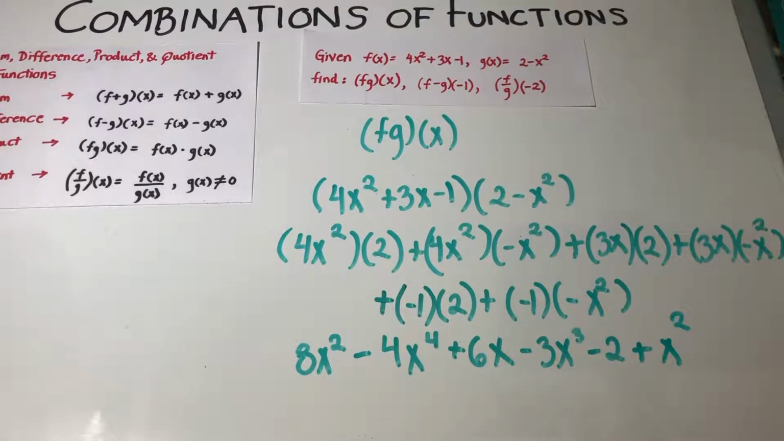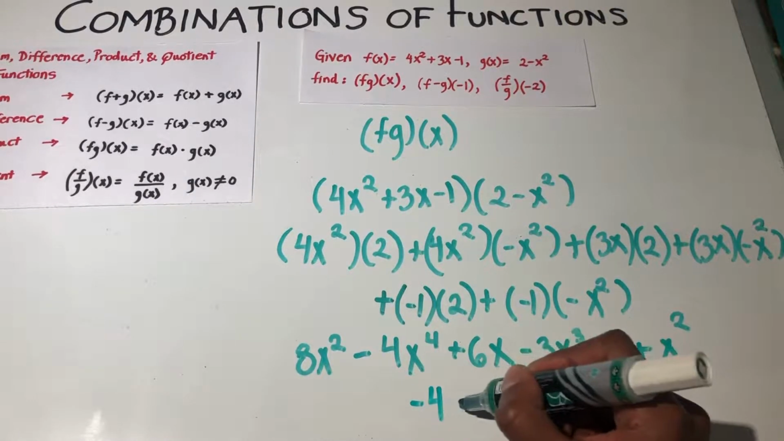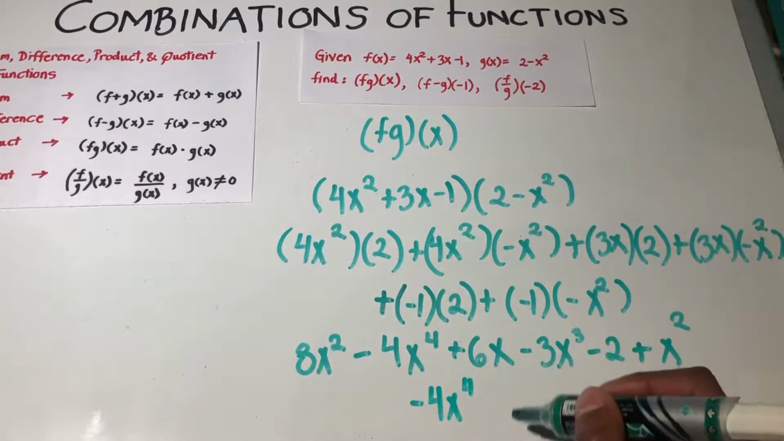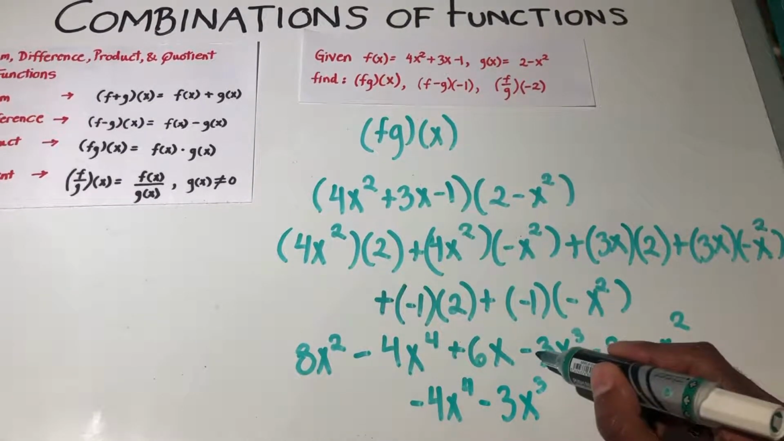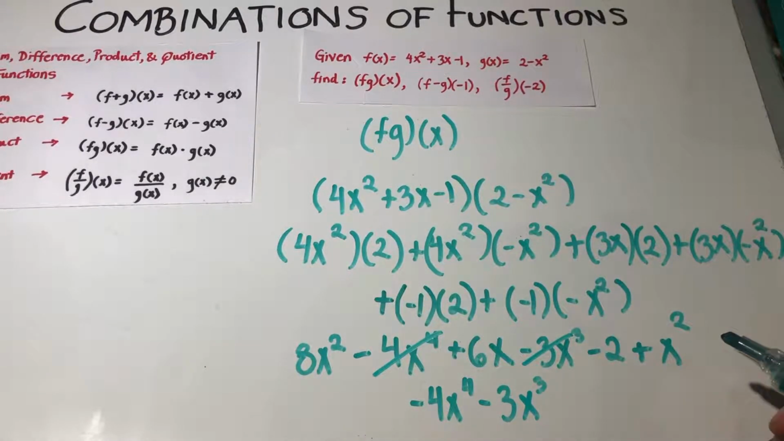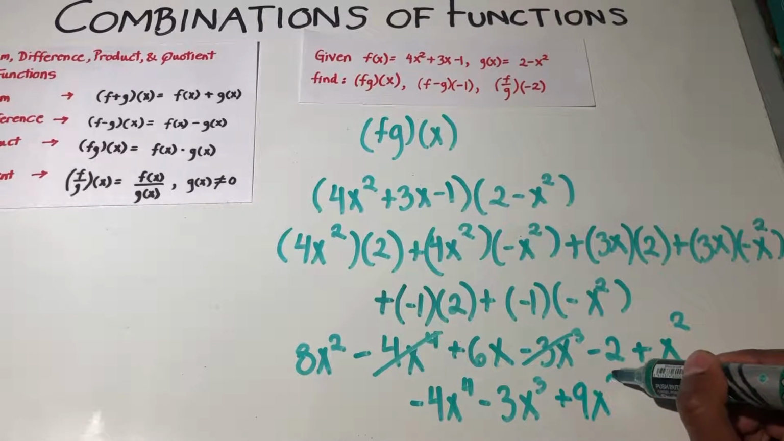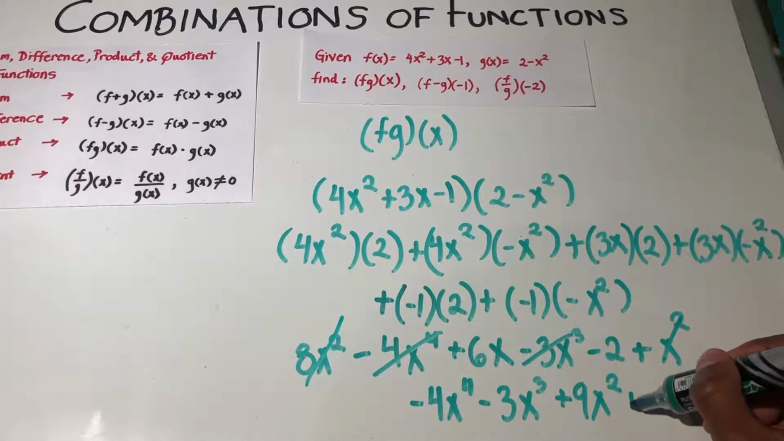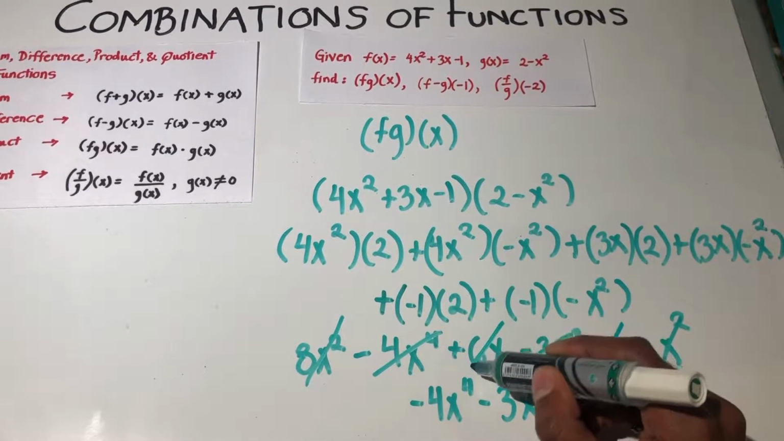So we can group like terms. Well, we have negative 4x squared outside, so it's going to become negative 4x to the 4th. It's going to become negative 4x to the 4th minus 3x cubed. And we can just scratch that. And then we have 8x squared plus x squared, so it's going to give us plus 9x squared. And then we have positive 6x. And we have negative 2 left hanging there.